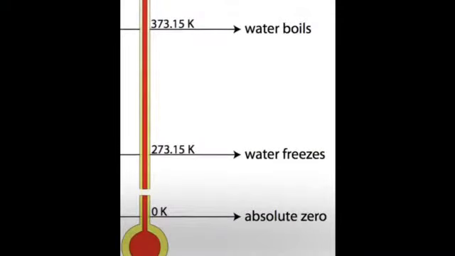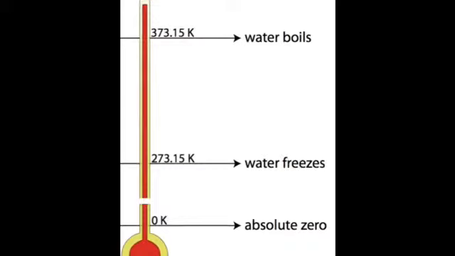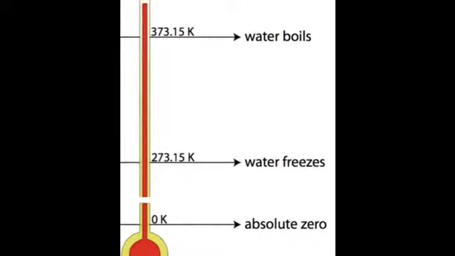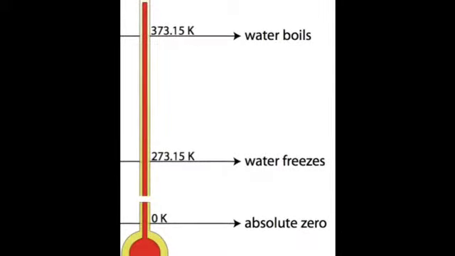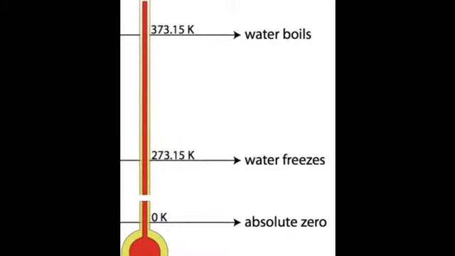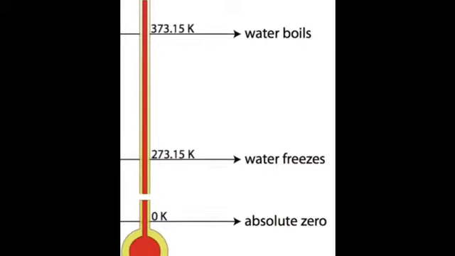The Kelvin scale is also known as the absolute scale. The Kelvin scale was named for Lord Kelvin, a Scottish physicist and mathematician. The freezing point on the Kelvin scale is 273.15 K. The boiling point is 373.15 K. The 0 point on the Kelvin scale is called absolute zero and is equivalent to negative 273.15 degrees Celsius.